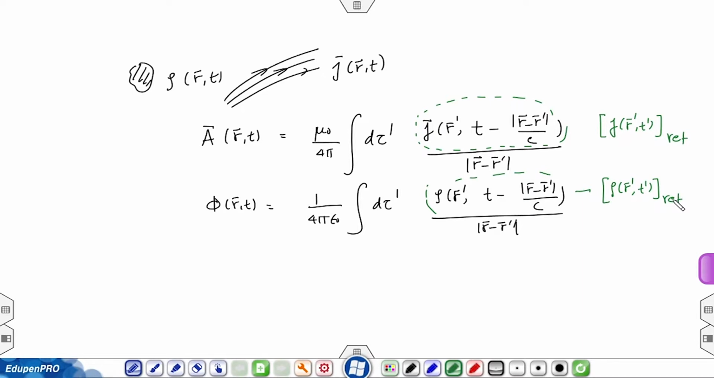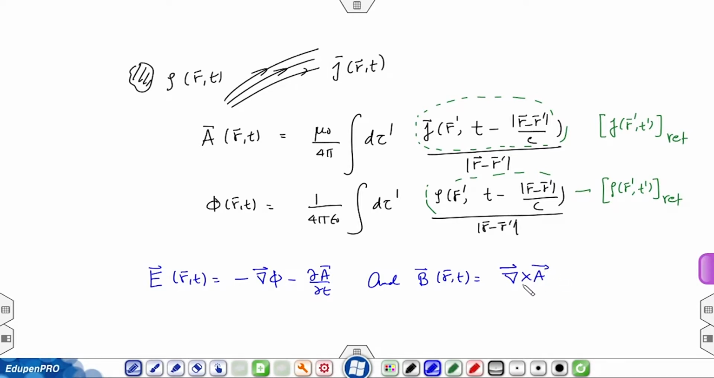And then one can calculate the electric and magnetic fields from these as E(r, t) equals minus grad of phi minus dA/dt, and B(r, t) as curl of A. I obtained these expressions by arguing how, starting from a source, the potential propagates with a finite speed c.